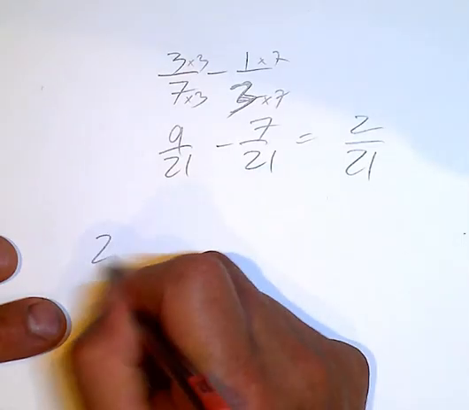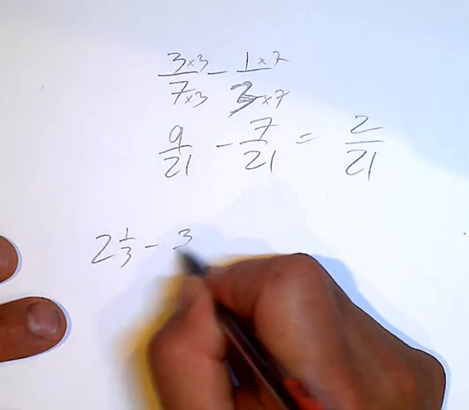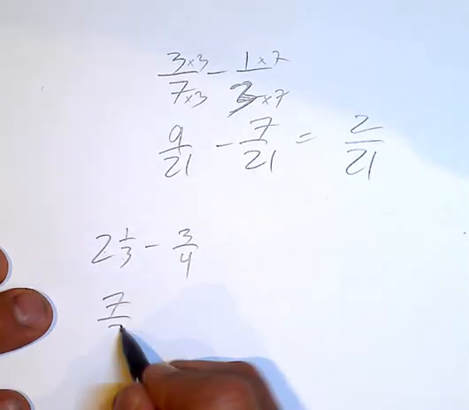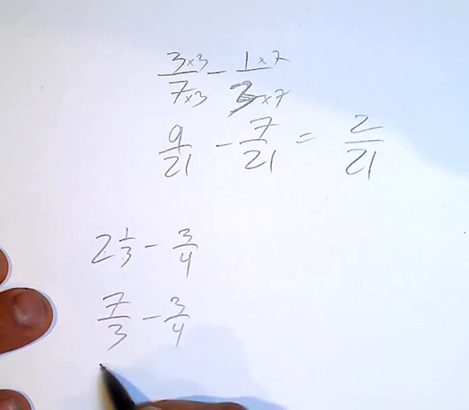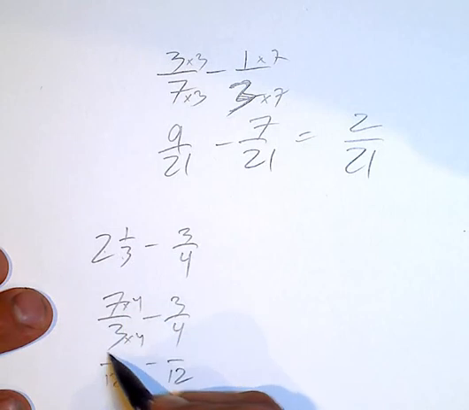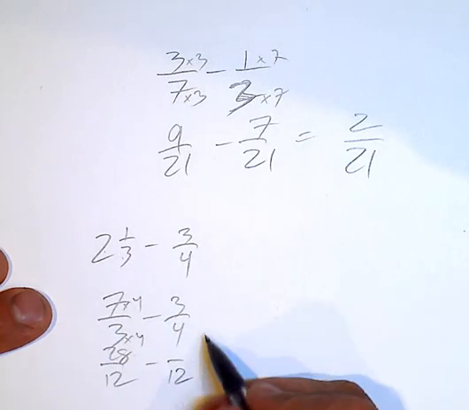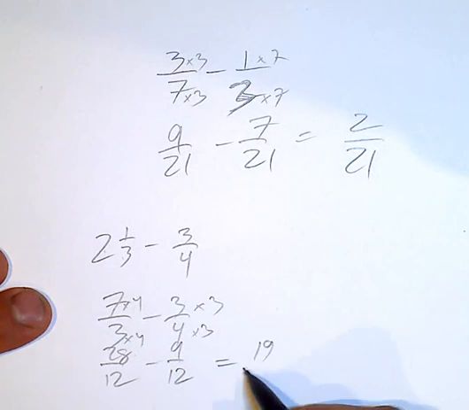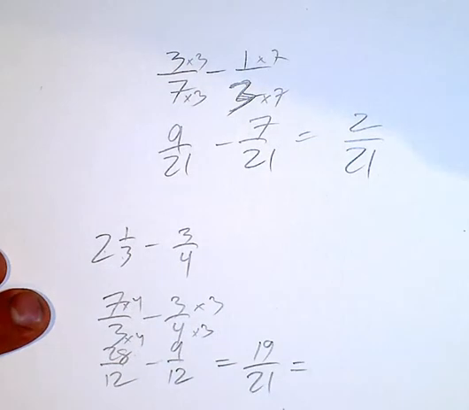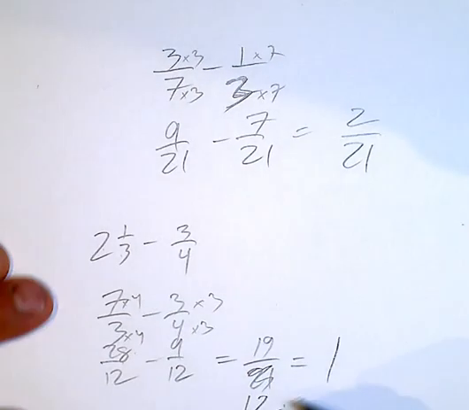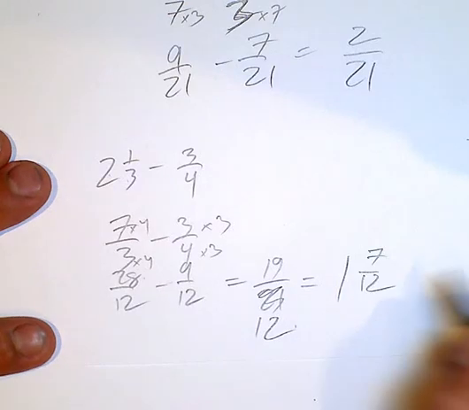So 2 1/3 minus 3/4. You'd have to convert this. 3 times 2 is 6 plus 1, 7/3 minus 3/4. Find a common denominator. Times 4, times 4. 28 minus 9 is 19 over, oops, over 12. And then convert it into a mixed number. 12 goes into 19 once, and you have 7/12 left over.